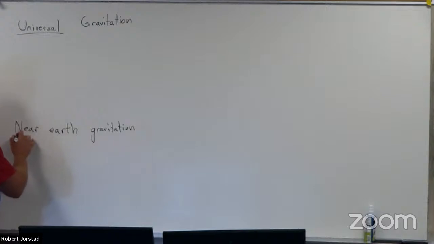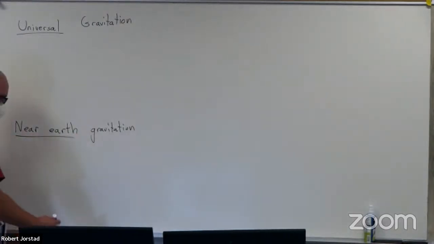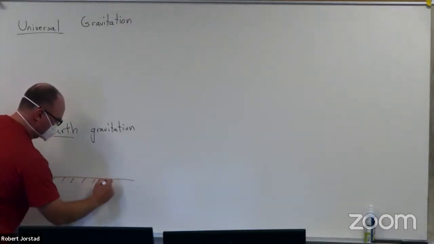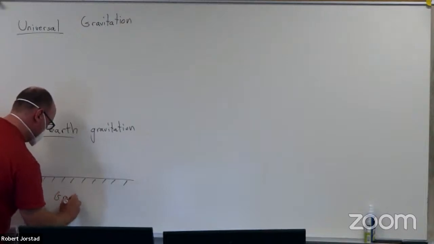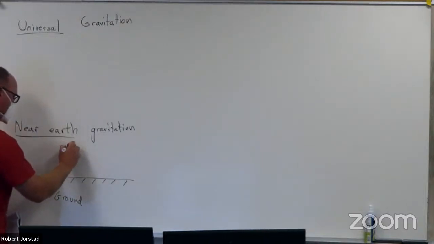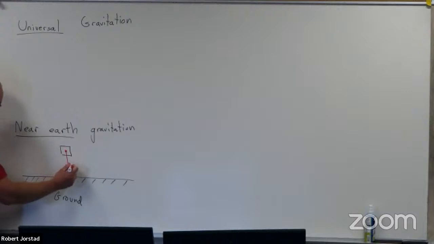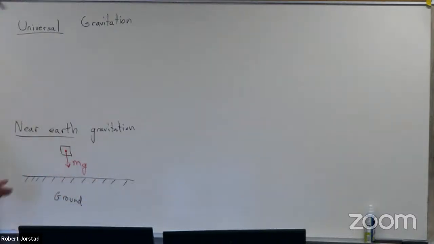So first, I want to talk about near Earth gravitation because you're already an expert at that. Let's say this is the ground. I have a box right here. What's the force due to gravity that acts on this box? mg, and it acts at the box center of mass, right? So we know that it's mg and that the direction is towards the center of the Earth.